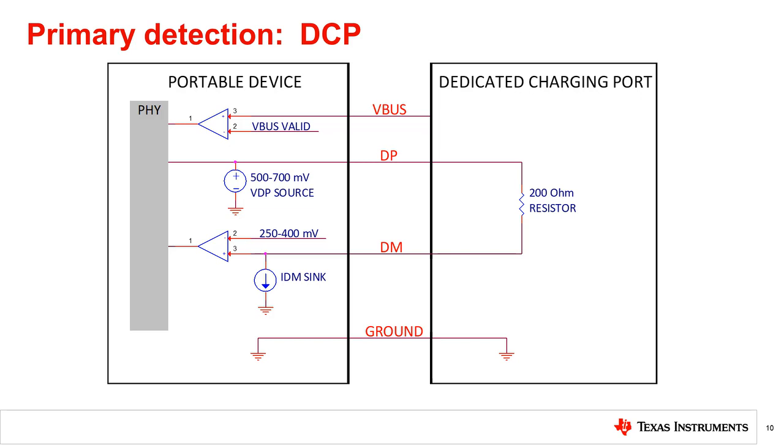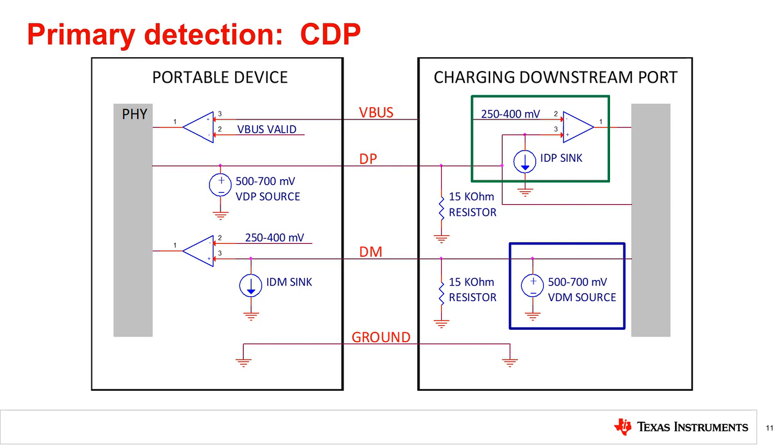The PD will determine it is connected to a port that can support up to 1.5 amps of charging current. A CDP can behave in either of two ways to generate the voltage on DM so the PD can determine it is attached to a charging port. Either it can enable a voltage source on DM whenever the port is disconnected and disable it when the port is connected, shown here in the blue rectangle, or it can enable a sink on DP and compare it with a reference voltage of 250 to 400 millivolts.